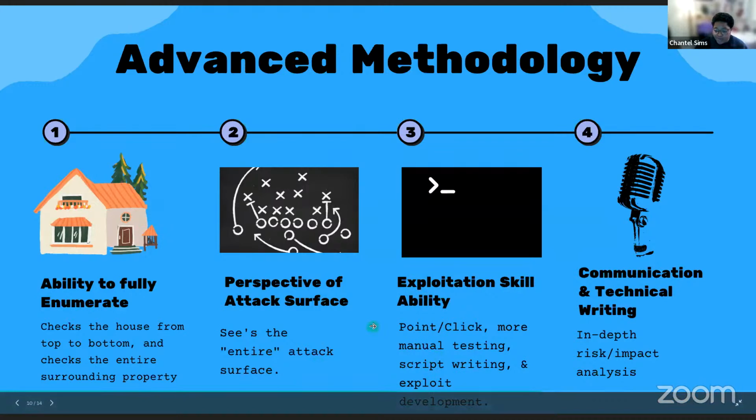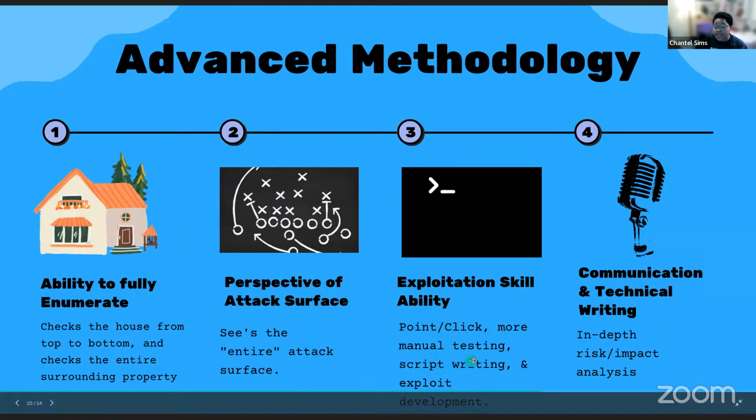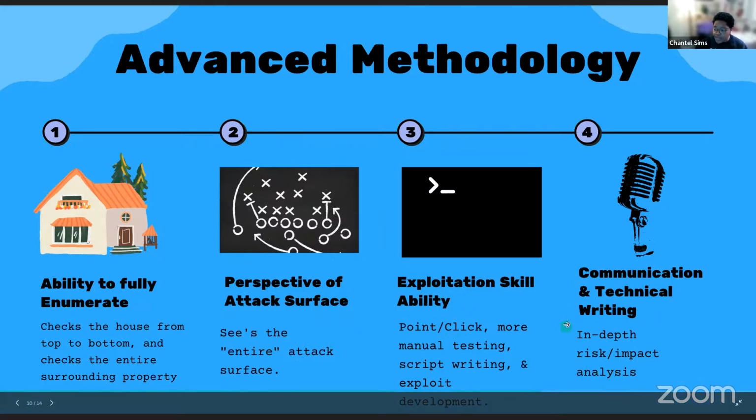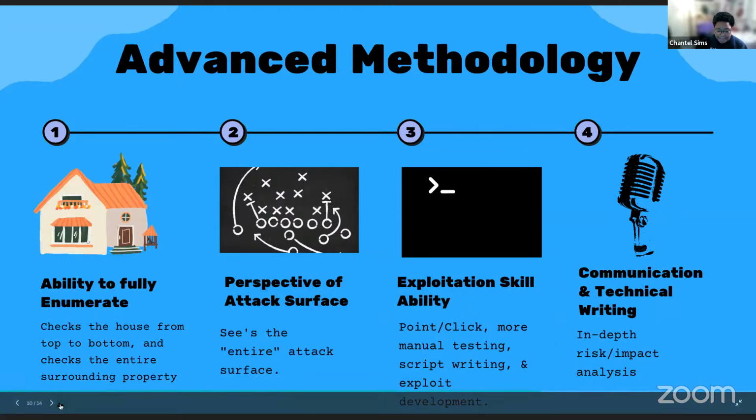When it comes to your exploitation skill ability, again, you're building upon what you've learned. So point and click from beginner, you begin more manual testing, more script writing, and now you're starting to do your own exploit development that you can contribute to the community. When it comes to communication and technical writing, this is where it becomes even more in-depth as far as risk and impact analysis. I will say that from a writing standpoint, between intermediate and advanced is not that much different, but you do start to see a slight difference there, a noticeable one and a more impactful one.